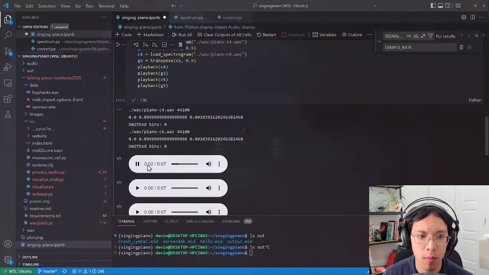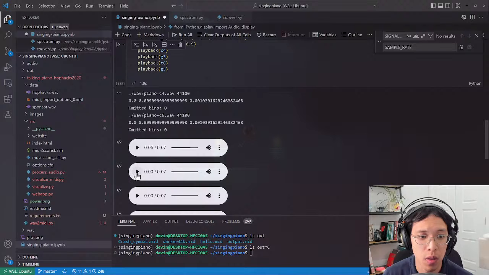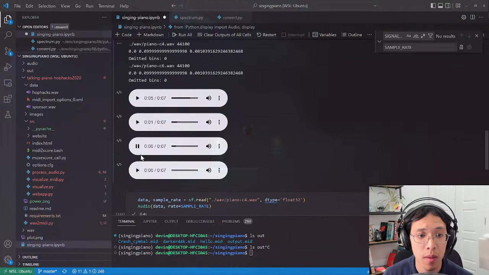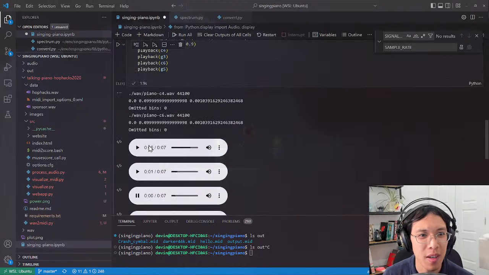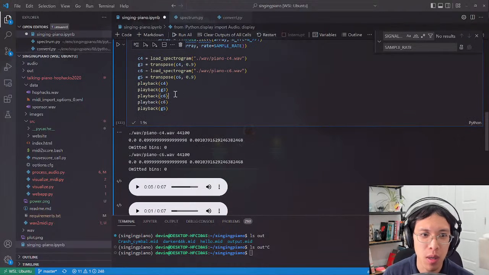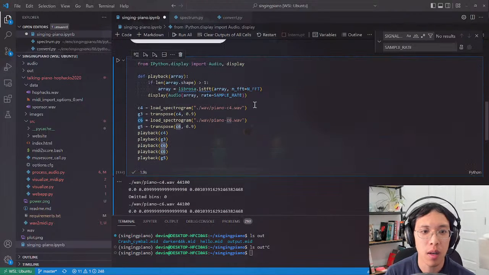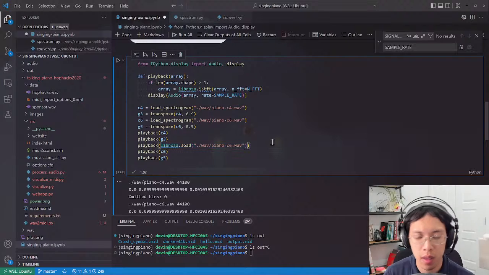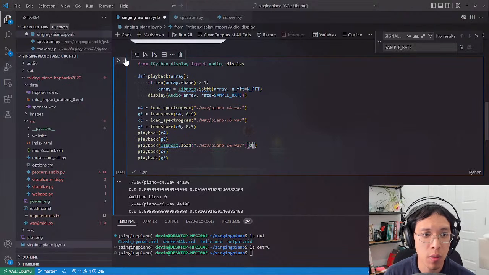So I don't hear anything weird going on there. So it seems like the inverse is doing just fine. It's not the inverse. Yeah, that one still has issues. Oh no, this one's different. Okay, so if I load the audio file directly, I think this gives data and sample rate, so I only want the data bit.